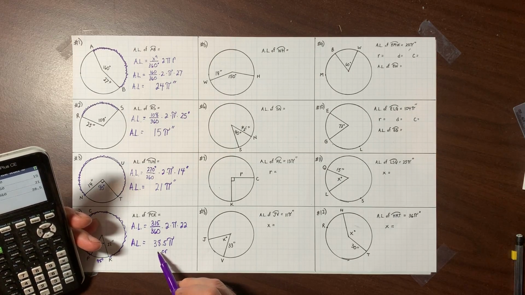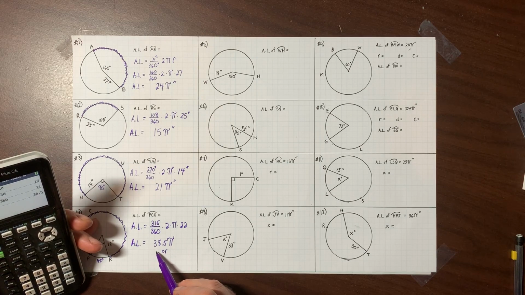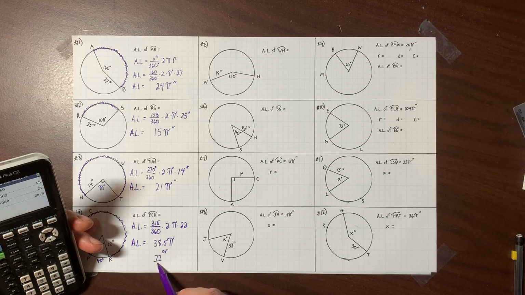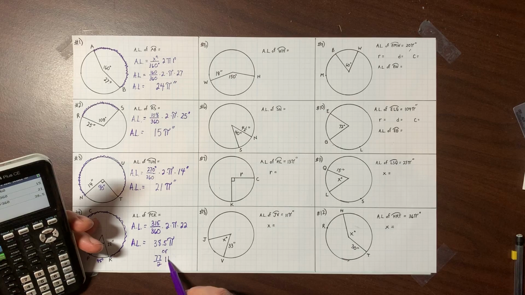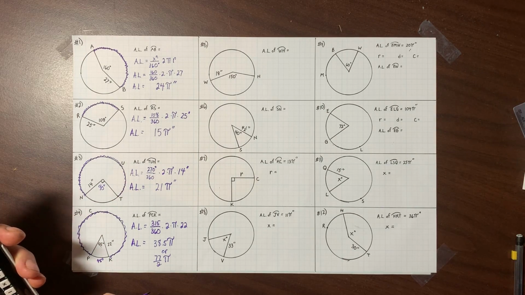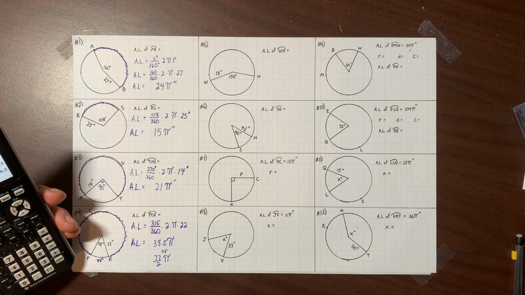You can also express that if you want as a fraction. Let's see, 38 and a half would be 77 halves pi. Let me check that on my calculator. 77 divided by 2. Yep, 38.5. So either one of those would be an acceptable answer.